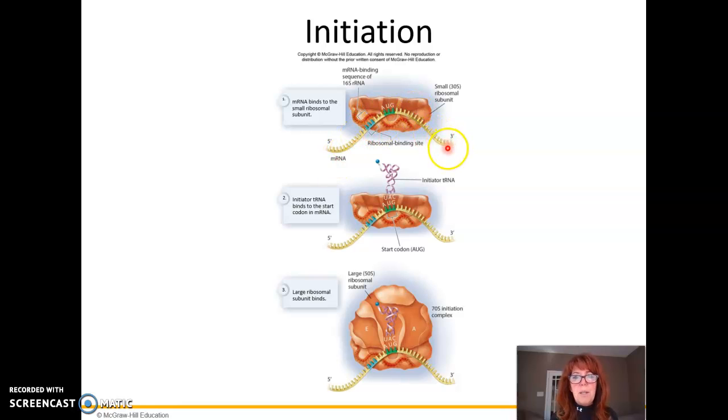and that just holds the mRNA in place. The second part of initiation is now the anticodon, or the tRNA comes in with its anticodon to match the start codon, and it also brings in methionine. The last part is that the large subunit will come in and finish this kind of initiation complex.